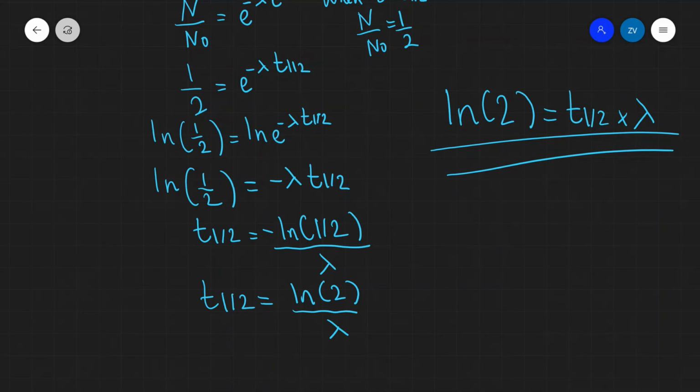Okay guys, well, we have derived this very important equation for the half-life of a radioactive element.